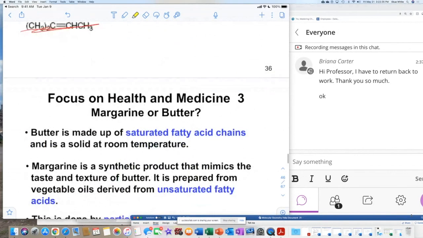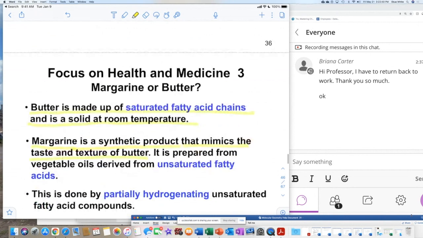Okay. So we're told here butter is made up of saturated fatty acid chains and is a solid at room temperature. That's why it tastes so good. Margarine, it's okay. It's a synthetic product that mimics the taste and the texture of butter. How do we make margarine? Margarine is prepared from vegetable oils derived from unsaturated fatty acids.